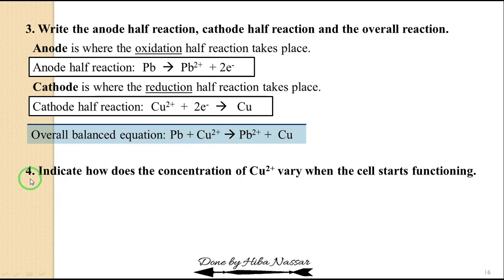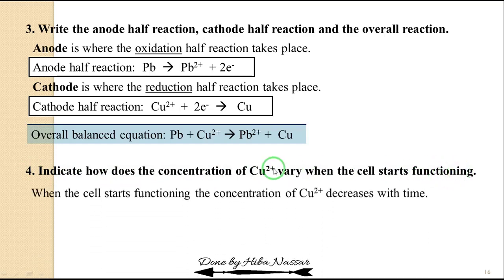Now question number 4: indicate how the concentration of Cu2+ varies when the cell starts functioning. When the cell starts functioning, the concentration of Cu2+ decreases with time, since it is a reactant, and it will disappear and transform into copper metal Cu. So the concentration will decrease with time.